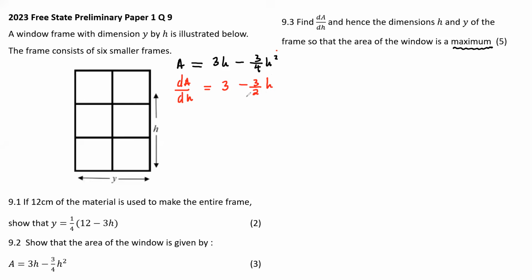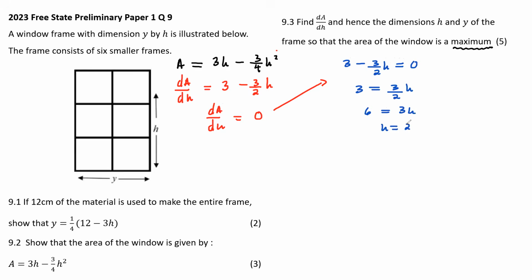That's dA over dh. And hence, find the dimensions of h and y so that the area of the window is at a maximum. So when I say maximum, the idea is that the derivatives will equate to 0. Every time we deal with maximum, derivatives are hanging on 0. So that means 3 minus 3 over 2h equated to 0. And then from there on, you can do the maths. 3 is equal to 3 over 2h. Can cross multiply. 6 algebra. That means the value of h is 2. And that's the only value that we have.